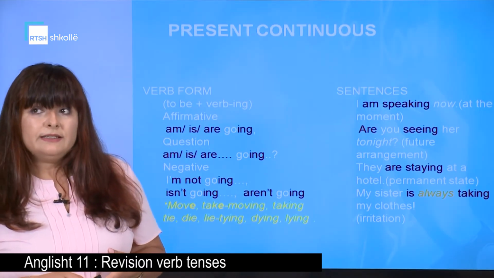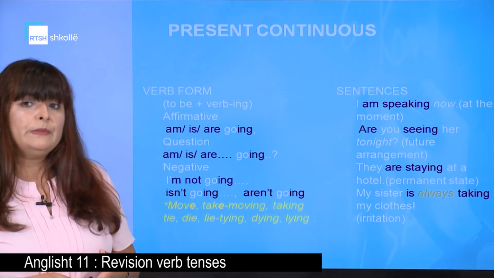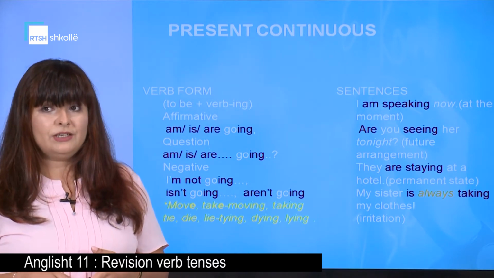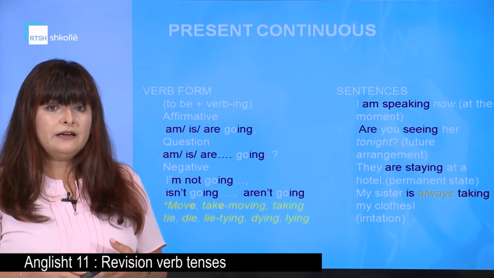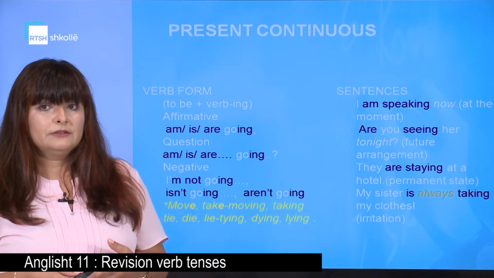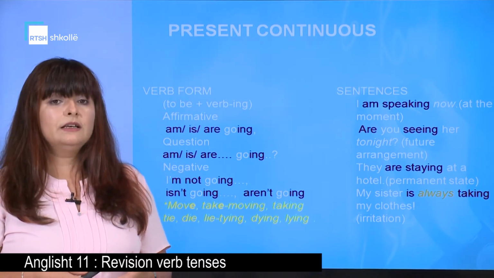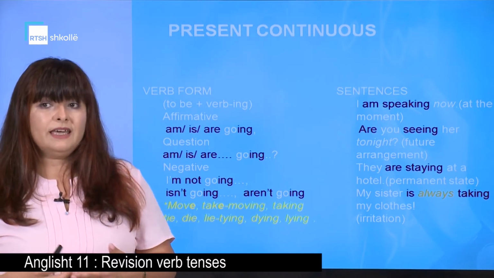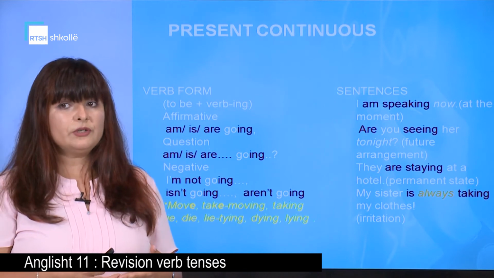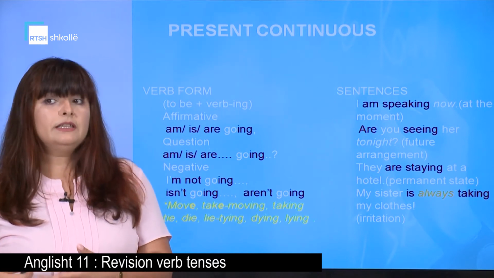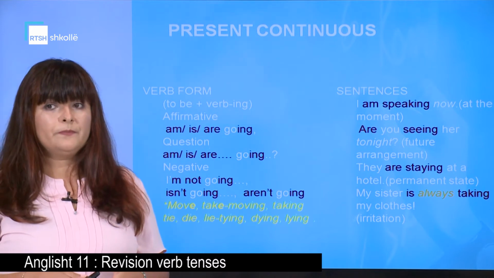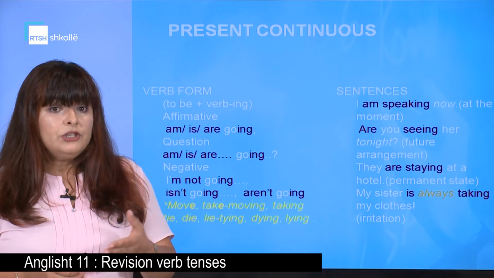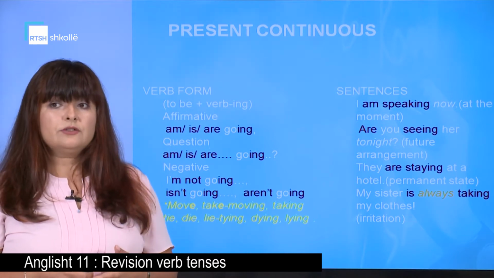Another tense is present continuous. The verb form is the verb to be plus the verb and ing. So it's am, is, are, doing, or going. The question form is using the auxiliary verb, subject, and main verb. In this case, the auxiliary verbs are am, is, are, then the subject, and going is the main verb. Are you speaking now? Okay, that's the structure of the question.